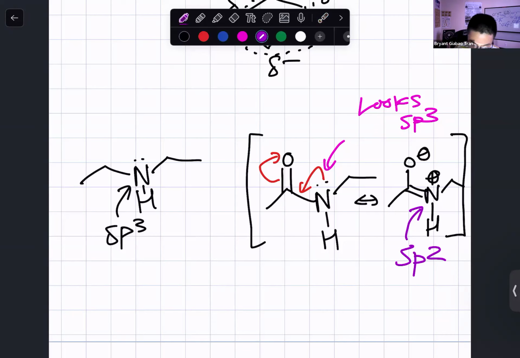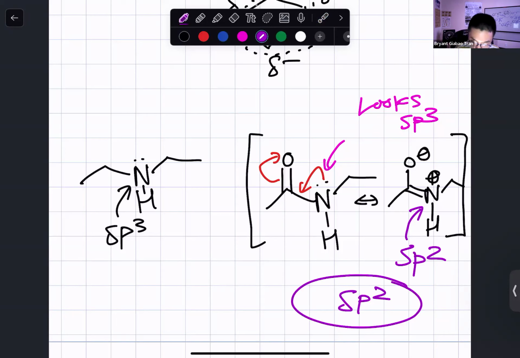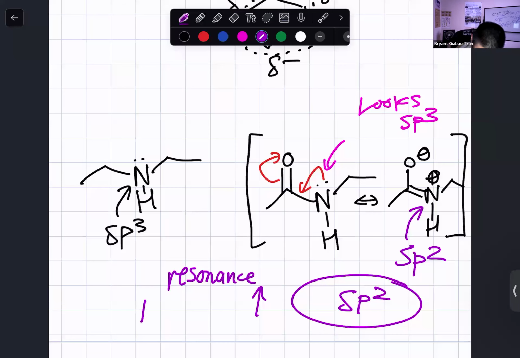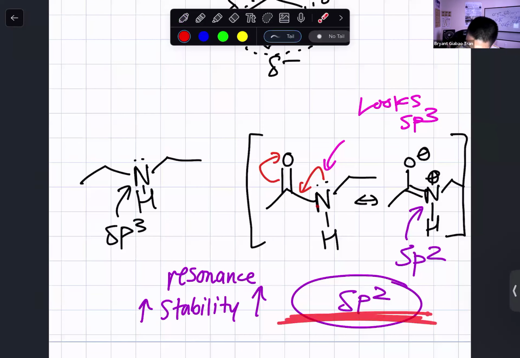This nitrogen here is going to prefer to be in the sp2 hybrid orbital over the sp3 orbital to allow for resonance. And resonance increases the stability of the molecule, right? So in order for this nitrogen to do resonance, it has to be in the sp2 orbital, right?